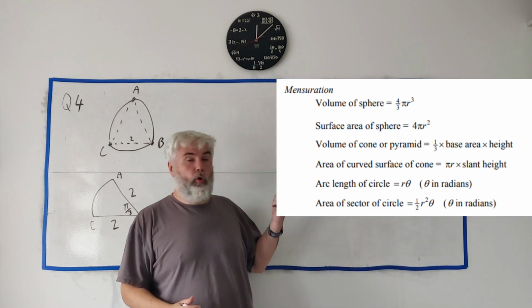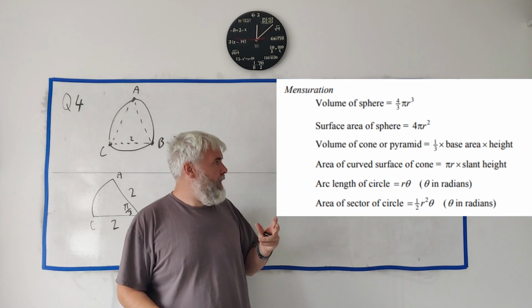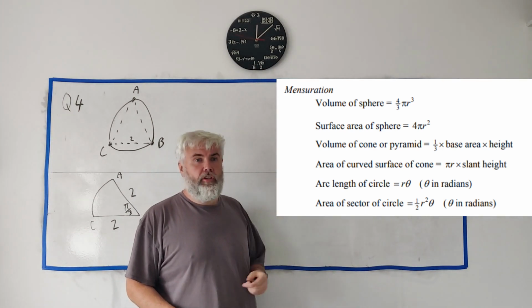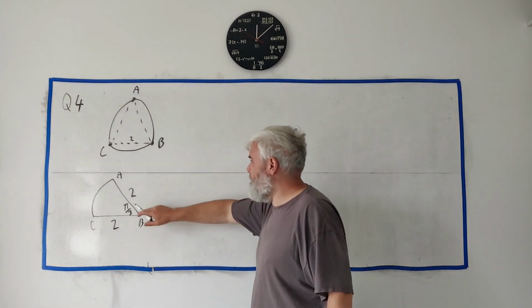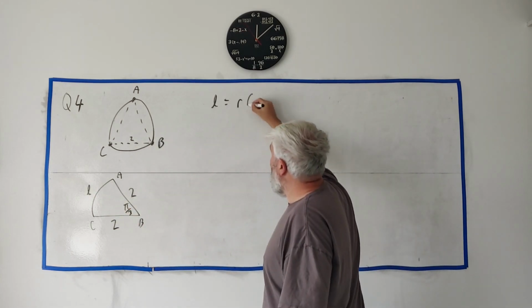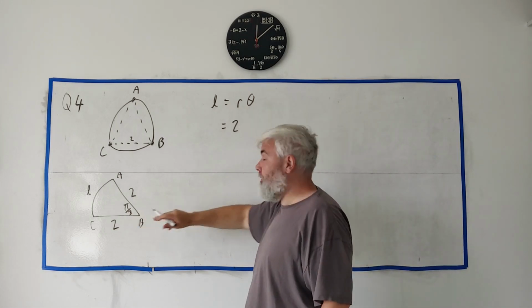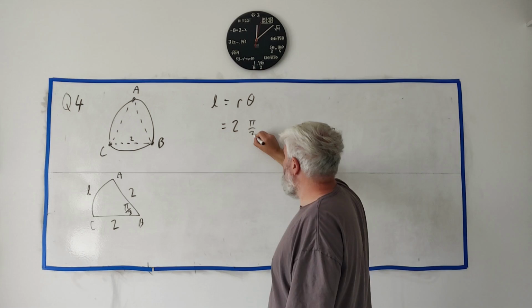So I'll throw up on the board from your formula page the formulas you're going to use. And it tells us that the length here, let's say L, is equal to r theta, where r is 2 and theta is the angle. So that's pi over 3.